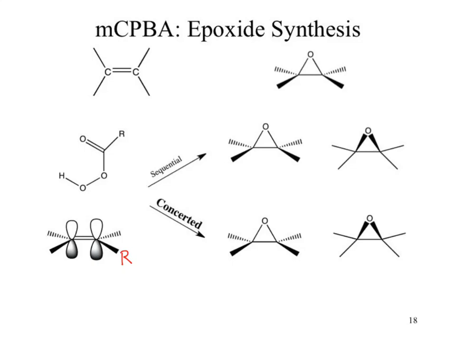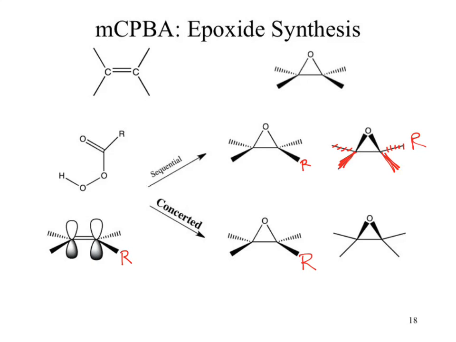Did those 2 sigma bonds form at the same time or different times? If it's concerted, they happened at the same time, which means what happens to the R group? It's going to be permanently in the same space. If it's sequential, what would happen? We would expect 2 products. One where the R group is aimed the other direction.